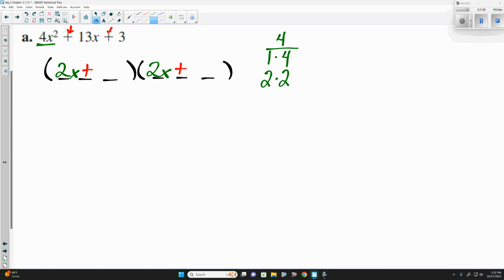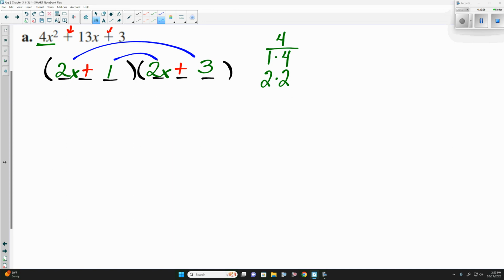Factors of 3 are? Anything else? So we can just plug those in. So we have all of our terms plugged in, which brings us to step number 5, which is to check it. Now 2x times 2x is still 4x squared. 1 times 3 is still 3. So we really don't need to check those.